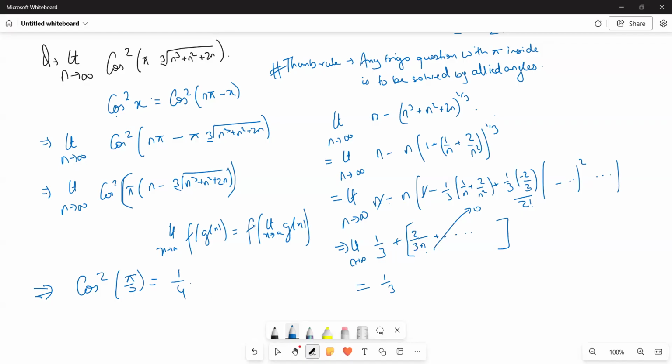More importantly, was everyone able to understand this process? Application of binomial expansion is a very important method to solve problems of this particular type, trigo type questions of this form. Is everyone clear with this? Okay. Then let's move ahead.